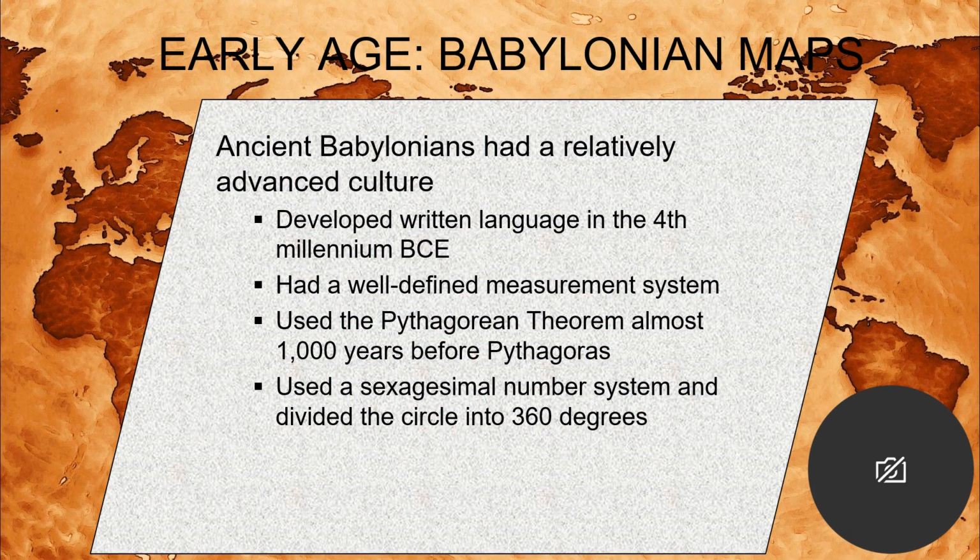In the early age, the maps are usually known as Babylonian maps. They had a relatively advanced culture, and they developed written language in 4000 before Common Era and a well-defined measurement system. They were using the Pythagorean theorem almost 1000 years before Pythagoras. Now we are using it, but they were using it before, when no one knew about it. They used a sexagesimal number system and divided the circle into 360 degrees.